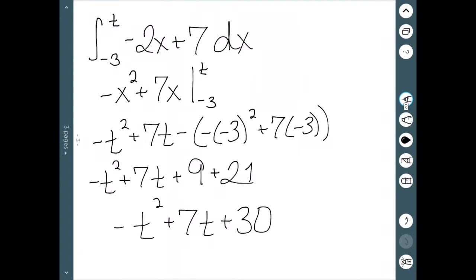Essentially, whatever the lower bound is tells you what your constant value is that you'll be adding to the end of this problem. And this actually gives us the area function. So for instance here, if we have an area that starts at negative 3, we can pick our upper boundary point, stick it into this function that we just found, and then we have the area.